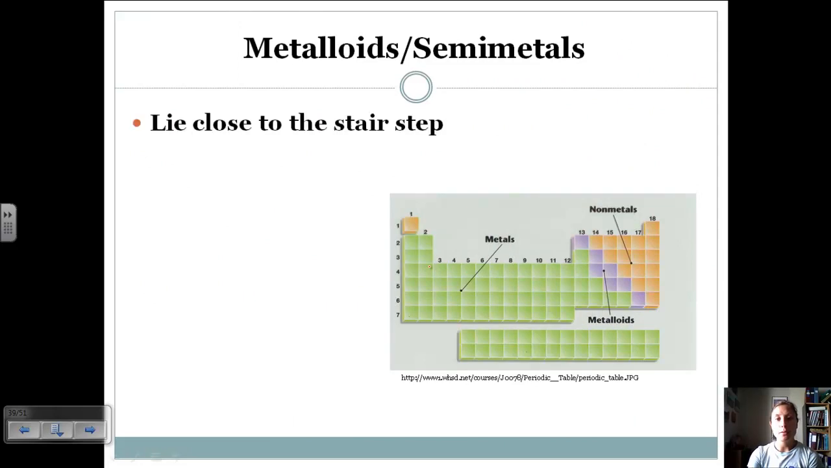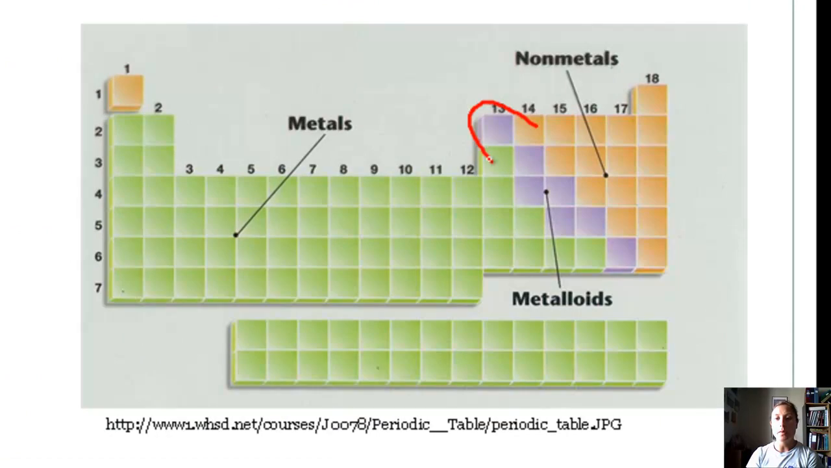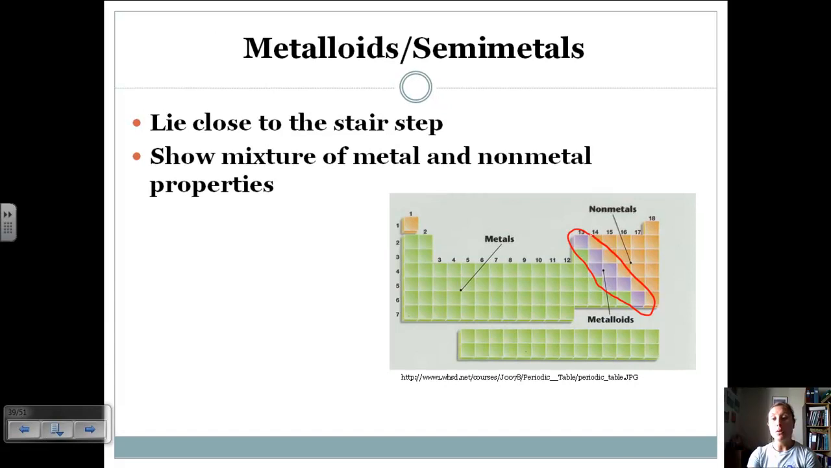Okay, the third group are the metalloids, or the semimetals, and these lie close to what we call the stair step on the periodic table, so they're the purple ones in this picture. Because they're metalloids, they're a combination of the properties of a metal and a nonmetal. So maybe it's a good conductor of heat and electricity, but it's very fragile and will break, and that's a nonmetal property with a metal property.